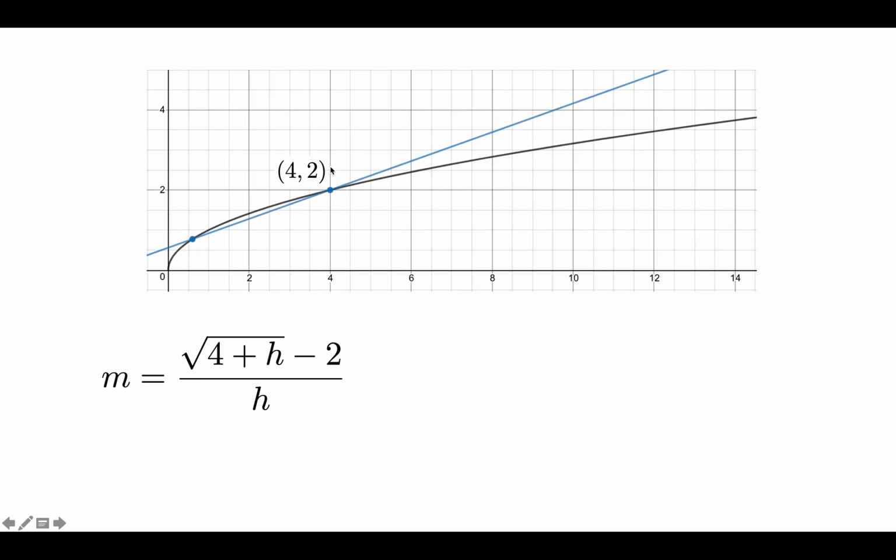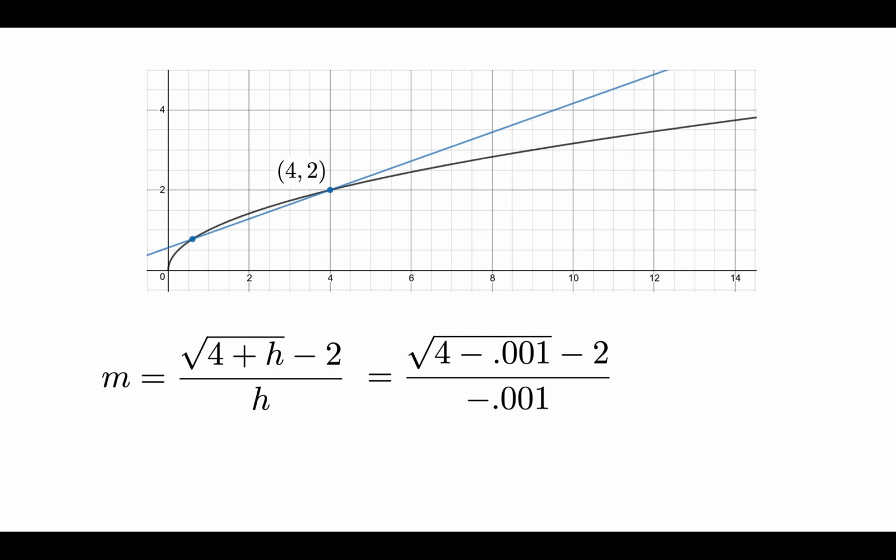Now we're going to take one that's to the left somewhere. So now we're not adding a value of h, we're actually subtracting it. So that h value is going to be negative. So 4 minus 0.001, so I'm putting in a negative value for h. Negative value for h on top, negative value for h on bottom, and we're going to go straight to the calculator.